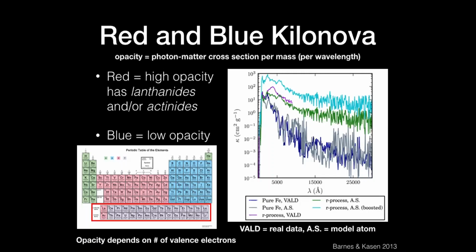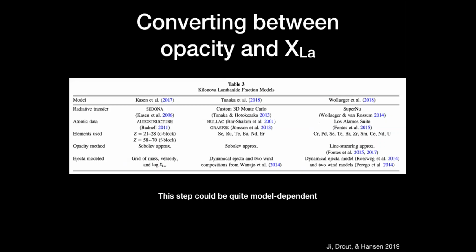But going from the opacity, which is what we directly observe, to the lanthanide fraction turns out to be fairly hard. So in our paper, we basically said, we're just going to take things that other people spent a lot of work putting together. And we tabulated all of the different things that matter in going from an opacity to a lanthanide fraction. You have to do some radiative transfer code, so take the light through the kilonova, or through the ejecta. You have to know what atomic data you have. You have to know where the lines are and how well they absorb.